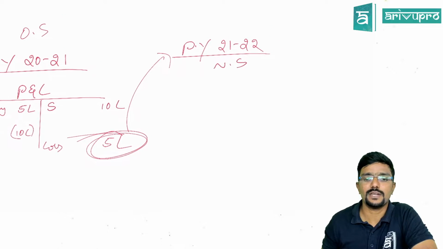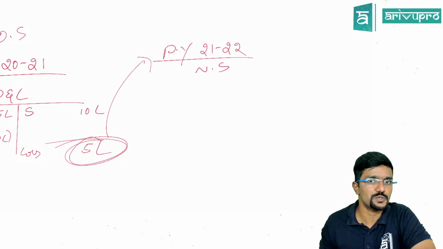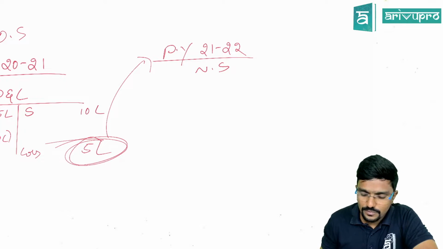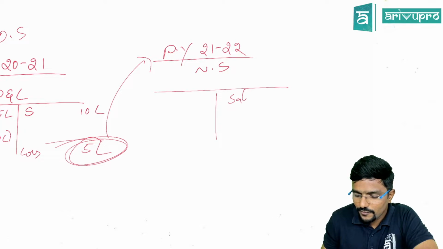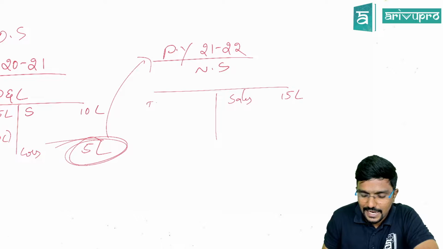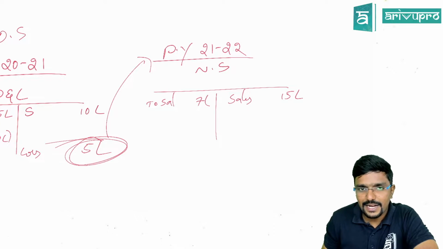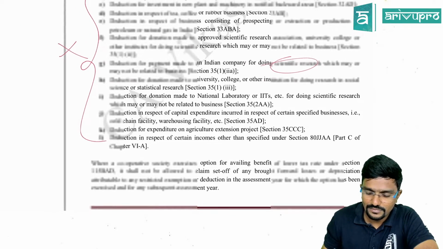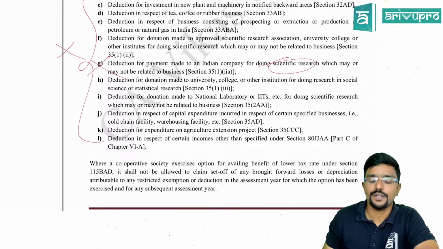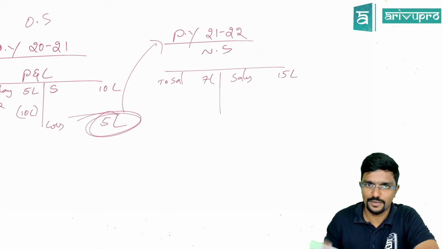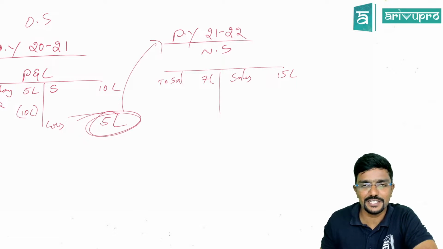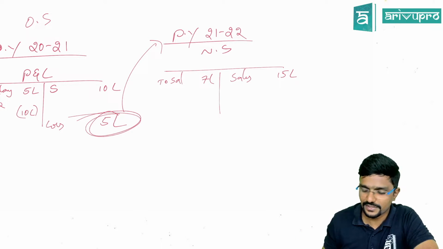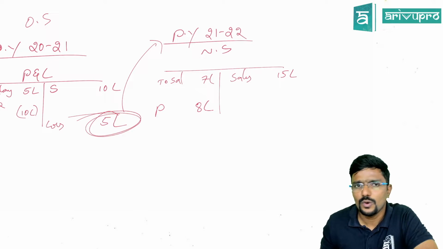In the next year, that is previous year 21-22, you have opted for the new scheme. Now assume in this new scheme you have sales of 15 lakh, salary 7 lakh. Can I claim scientific research expenditure in this year? No, because that deduction is not allowed under the new scheme. Even if you have incurred scientific research related expenditure, you cannot claim. So how much profit do you have? 15 minus 7, profit is 8 lakh. Hope you guys are clear.